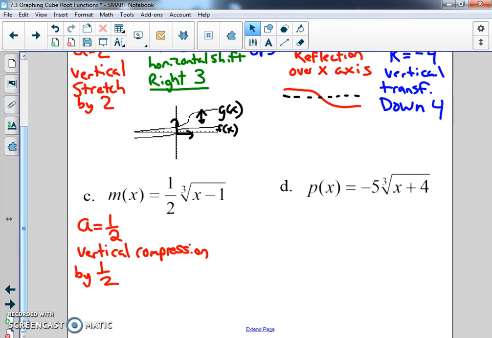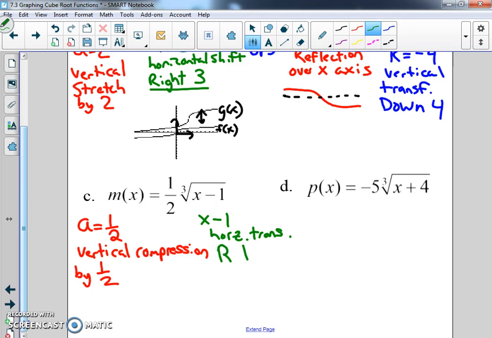We also have an h value, we have x minus 1 here. That is going to be a horizontal transformation. And that horizontal transformation will be to the right one. Let's go ahead and see how this looks graphically, so we can understand what a vertical compression looks like.